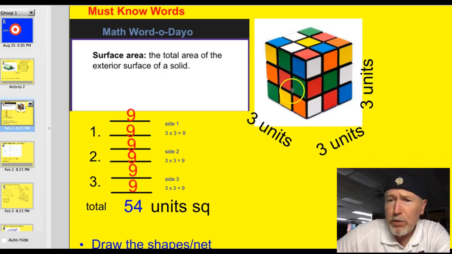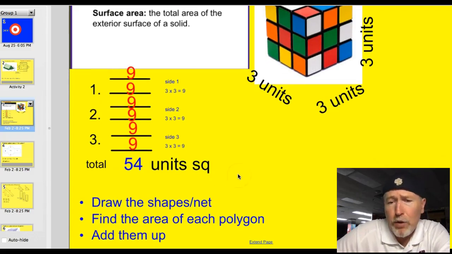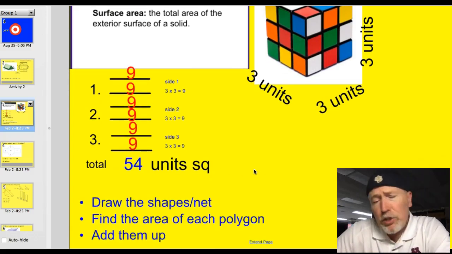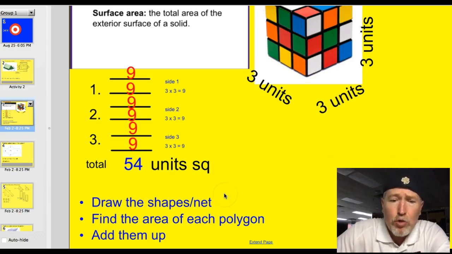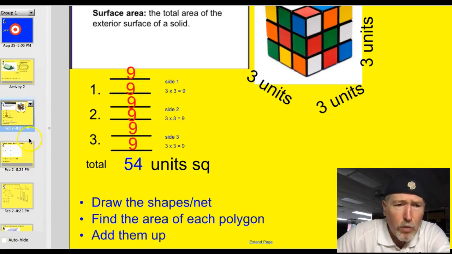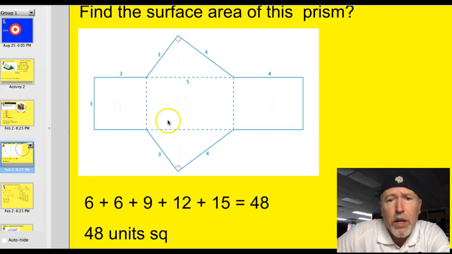In this case, it's simple because all the sides are the same. But for any prism, you can just basically follow these steps. Draw the shapes or nets that are used to build that prism. Find the area of each of those, and then add them up. Pretty straightforward. Let's go ahead and get started with one tonight. Here we go. Find the surface area of this prism right here. Well, I'm giving you a net right off the go, but I think you can handle it.